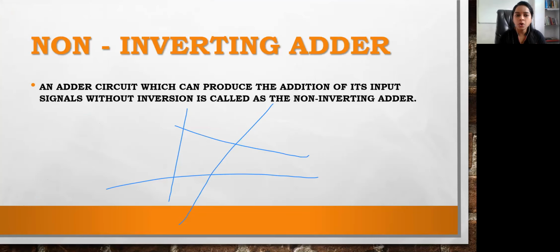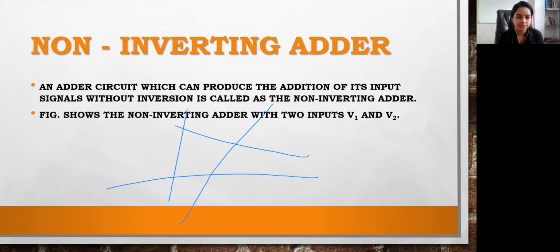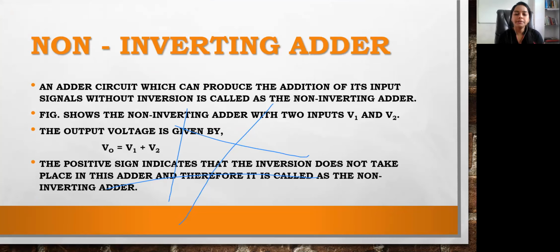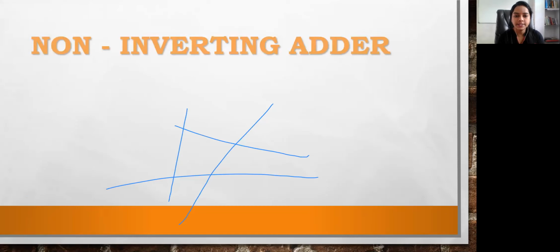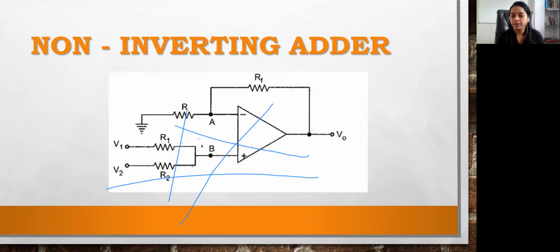Now we can also talk of a non-inverting adder. A non-inverting adder is, if we apply the input voltages to the non-inverting terminal of the circuit, it will be called a non-inverting adder. In the figure you can write it as non-inverting adder. This is just a simple circuit, or you can do it practically also.